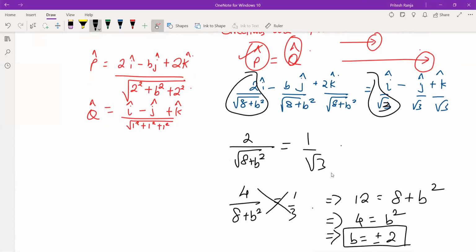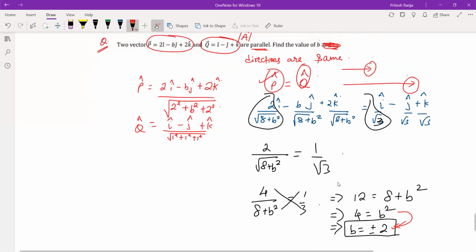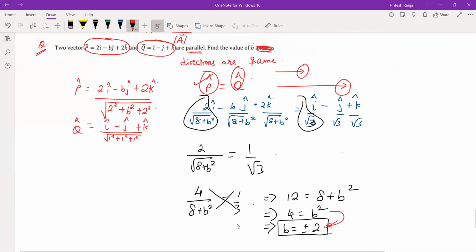You also have to take care of this point in the end. If anything squared is equal to 4, then it may be plus or minus, because if you square plus and minus 2, you are going to get 4. So this will be our answer. Is this understood to all? What do we do in case the vectors are parallel?